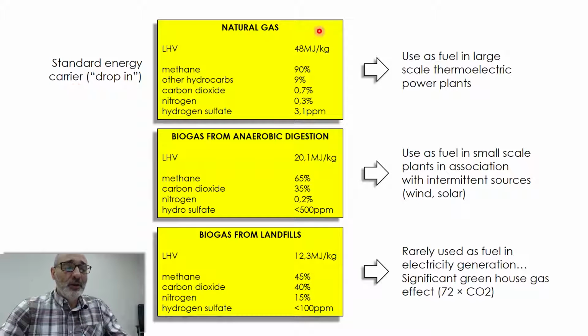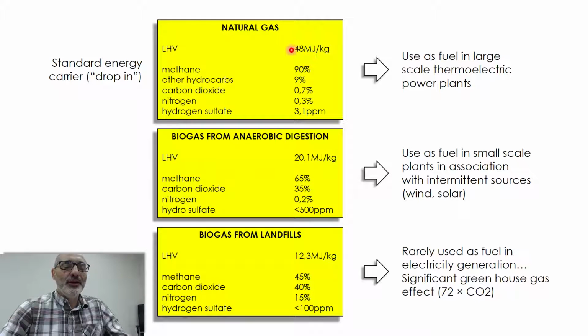The composition is almost pure methane and other hydrocarbons, and very small amounts of carbon dioxide, nitrogen, and hydrogen sulfide. This is very important because this is one of those nasty components that I mentioned. But being almost 99% energy-rich compounds, the higher heating value is very high, 48 megajoules per kilogram.